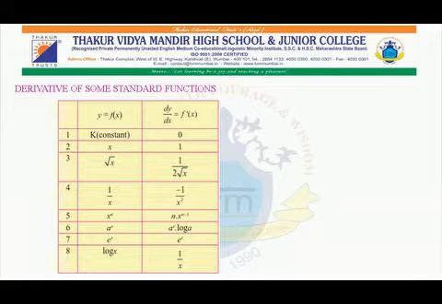Then second, derivative of x equals 1. Third, derivative of root x equals 1 upon 2 root x. Then derivative of 1 by x is minus 1 upon x square. Then fifth, derivative of x raised to n. This we have to use the most. Derivative of x raised to n equals n into x raised to n minus 1. Remember all these formulas.